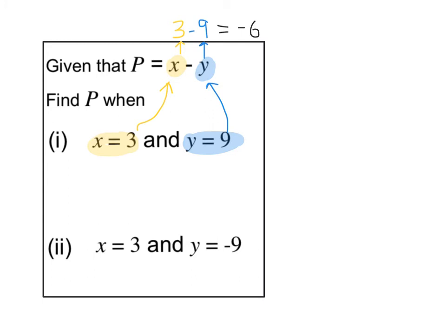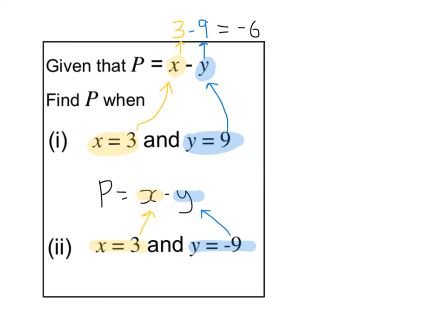Okay, same thing, but now it's changed to x is 3, that's the same, and y is -9. So I'm going to rewrite out the equation. P is equal to x minus y. X is 3, y is -9. So the 3 is going to go into where the x was, and the -9 is going to go into where the y was.